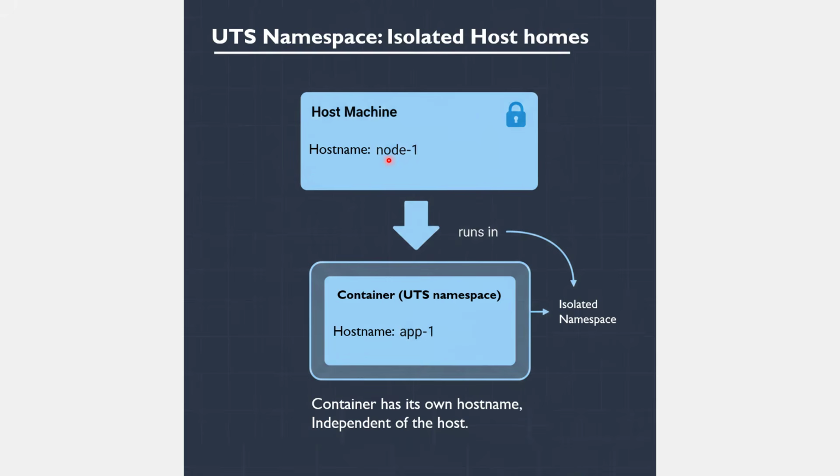That includes the host name and the domain name. Normally, a Linux machine has its own single host name, but containers need to feel like separate machines, and the UTS namespace allows that. So it gives a new host name to the container. So let's get back to our terminal.